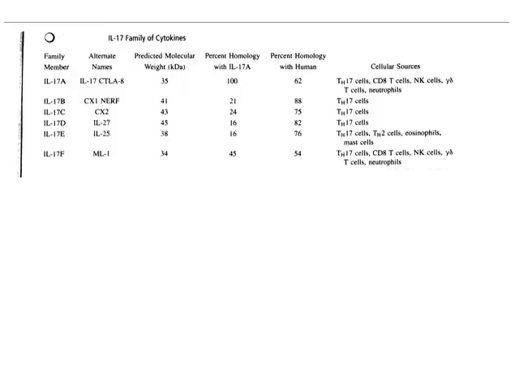Now, remember that for one cytokine by itself, you just remember IL-17, but it comes like a family. It's like a family of cytokines. And you can see that, like antibodies, they have a family member, a molecular weight, a percentile homology, and then very specific cellular sources.